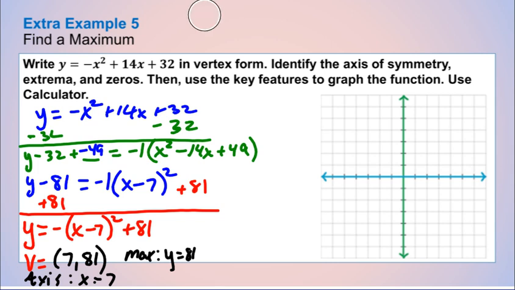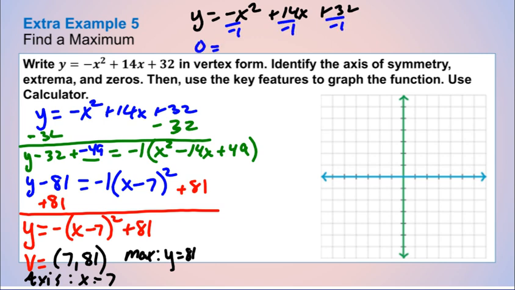So I have y equaling negative x squared plus 14x plus 32. So I'm going to divide everything by negative 1. And then y is 0. So I have x squared minus 14x minus 32. So I'm going to add 32 to both sides. So I have 32 plus a blank when I complete the square equaling x squared minus 14x.